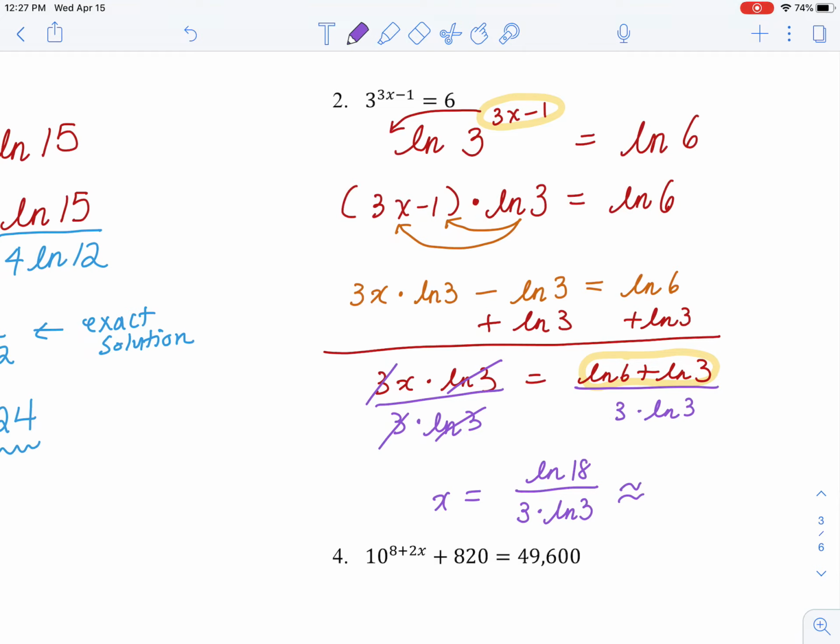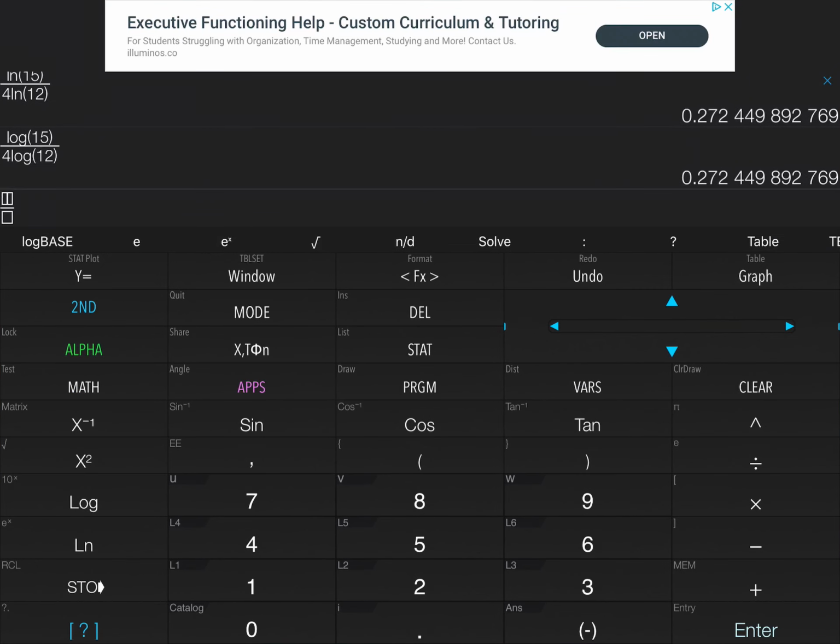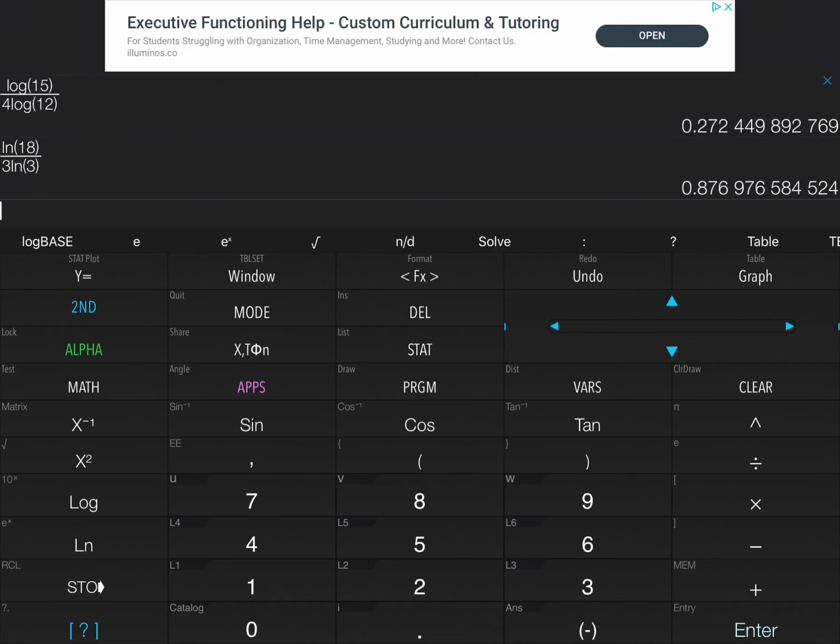And if I want to get the decimal approximation, we can do that. Let's go to the calculator and type this in. This one was fun. Hold on a second. Because I know what's going to happen. If I close this app, I will forget what I want to type in my calculator. So I took a picture of this, going to my calculator and type in fraction, natural log of 18 divided by 3 times natural log of 3.